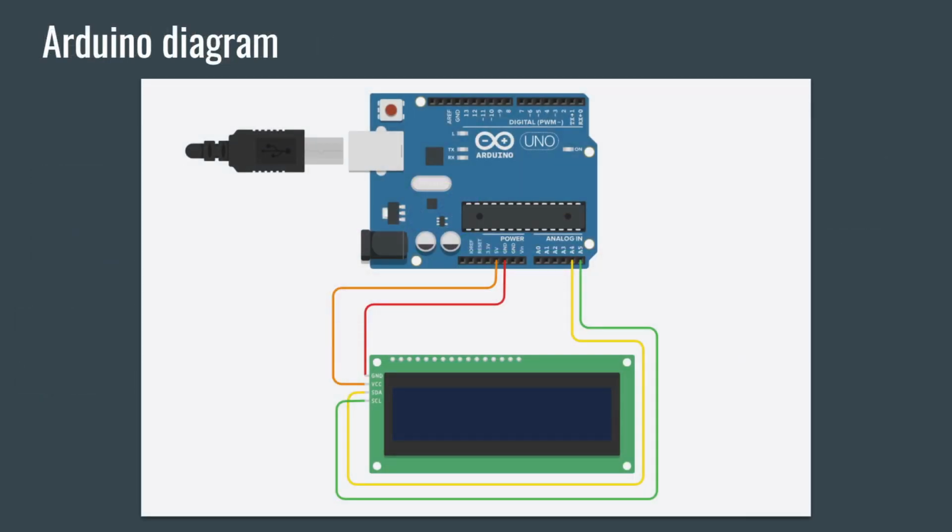As you can see, we will only need 4 cables to complete the setup: the ground connection from the LCD to the ground connection from the Arduino, the VCC to the 5 volts connection in the Arduino, the SDA, called the data line, to the A5 analog port in the Arduino. Finally, the SCL, the clock line, connected to the A6 port in the Arduino.